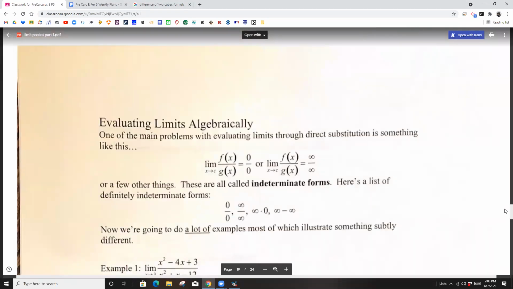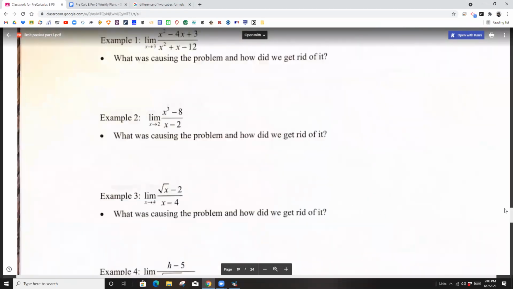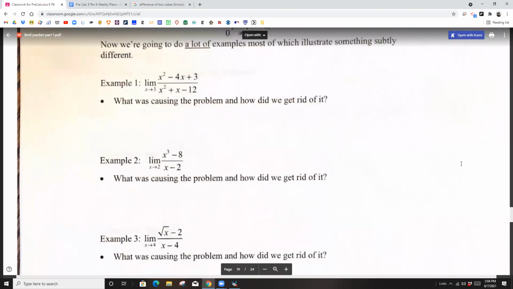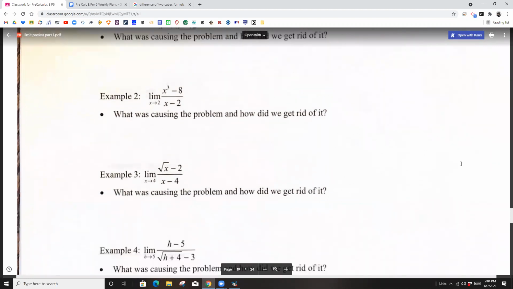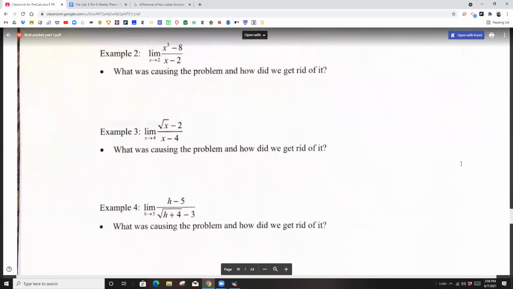Well, in the last 2 examples, in example 1, we had a quadratic over a quadratic. So we were able to factor them, and then the x minus 3 that was causing the problem canceled out, and that's how we got rid of it. For example 2, the x minus 2 is causing a problem, so we canceled it out. All right, here we can't really factor this. Now, technically we can, all right?